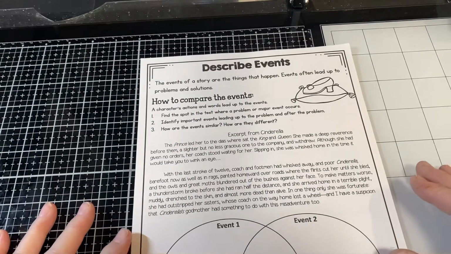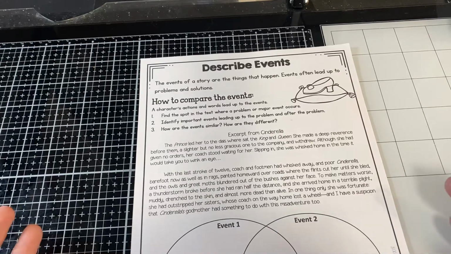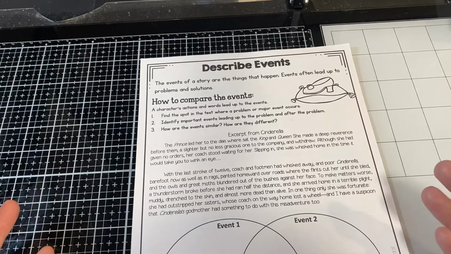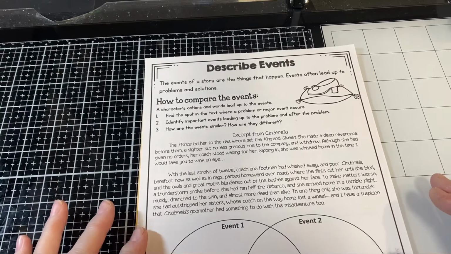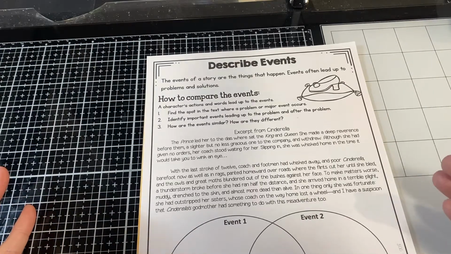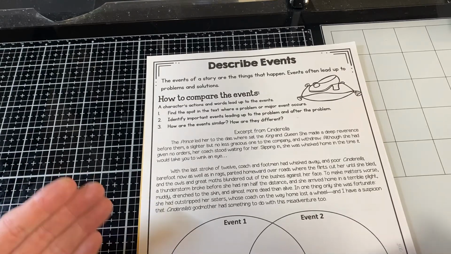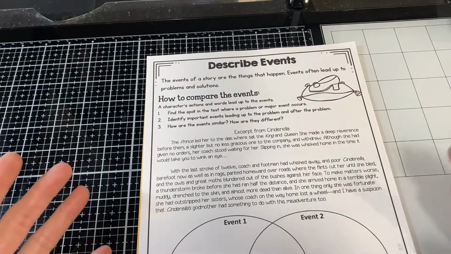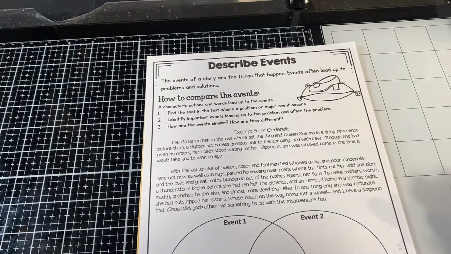So we're going to look at the worksheet called Describe Events. The events of a story are the things that happen. The things that take place in the story, the things that take place in our own lives, those are the events that tell the story, that create the story. Events often lead up to problems and solutions. And as we all know, when we're looking at fictional text, many times the purpose of the text is to identify a problem and establish a solution, and what message or lesson we can learn from the problem that took place and the solution that was presented.